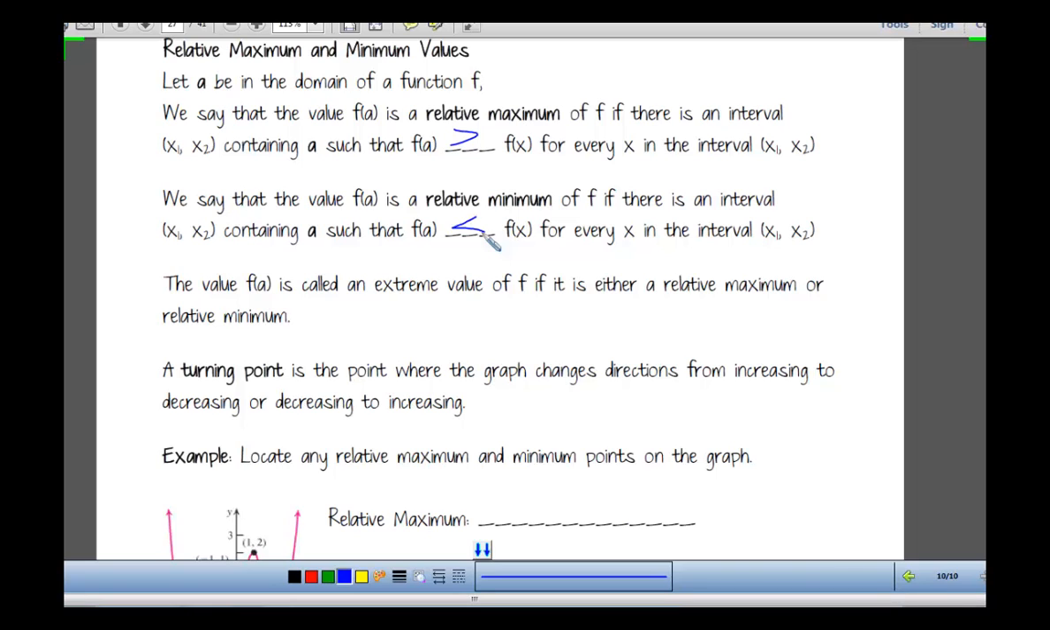The value f of A is called an extreme value of f if it's either a relative max or min. If I want you to find both of them, I'll say find all extreme values. Something else we should make a conscious note of is that the extreme value, the max or the min, is actually f of A, not A. So we say that it occurs at A, but the value of the function at that point is the max or the min. Does everybody understand the distinction I'm trying to make there?